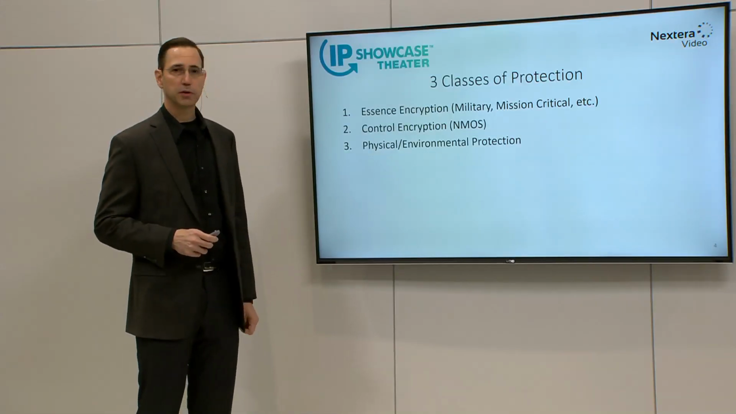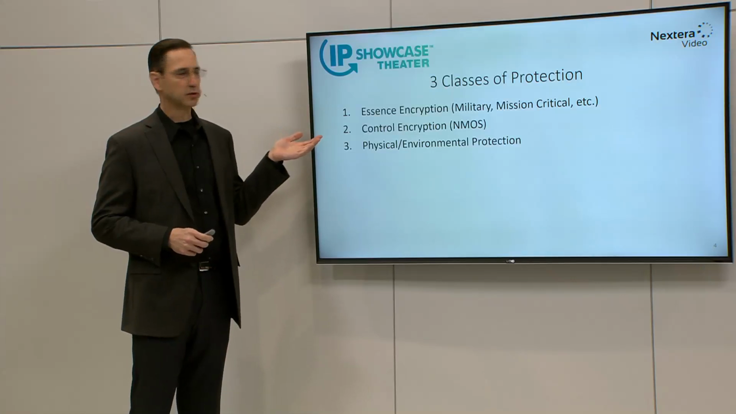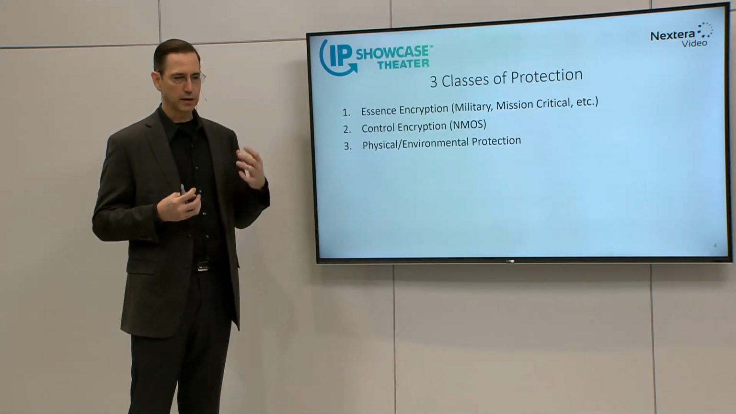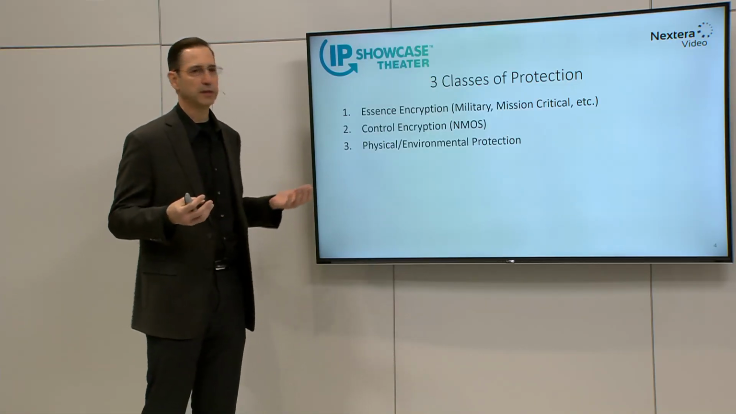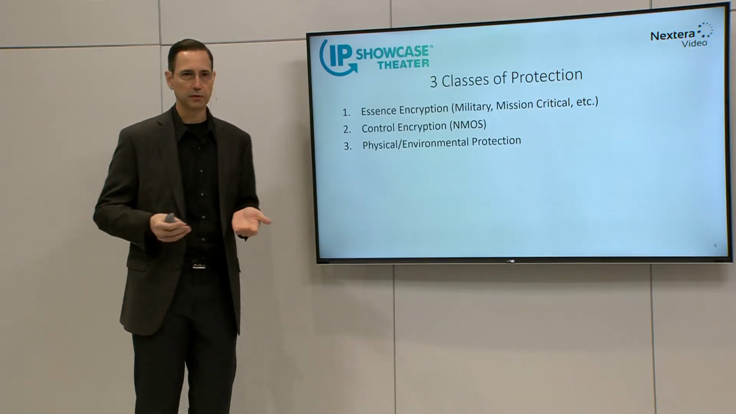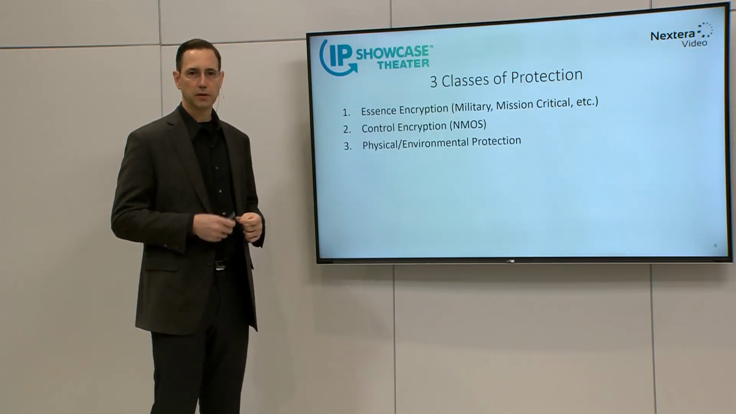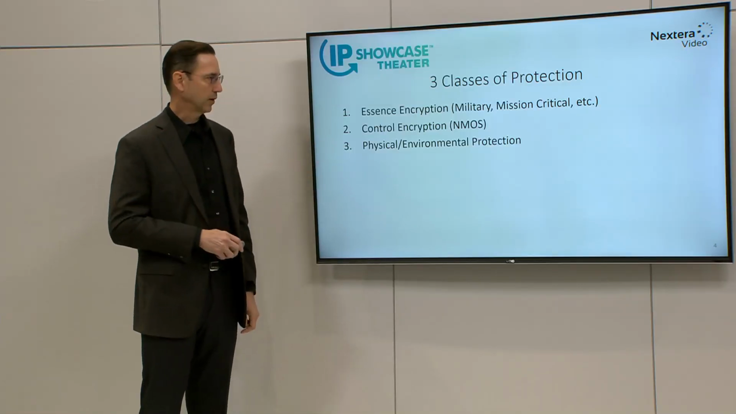There are three classes of protection that I'd like to talk about today. The first is essence encryption, which hasn't got a lot of attention so far. This is taking the content and encrypting it so that unauthorized people couldn't see it if it accidentally got routed to the wrong place. Then we'll talk about control encryption, which is a little more common, to make sure that the routing is authorized. And then a little bit about environmental protection.